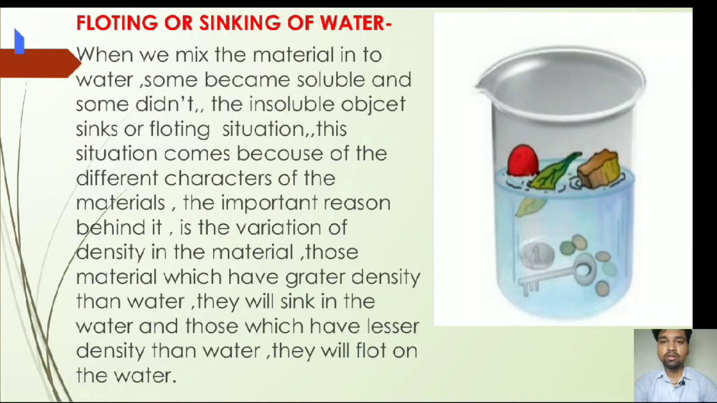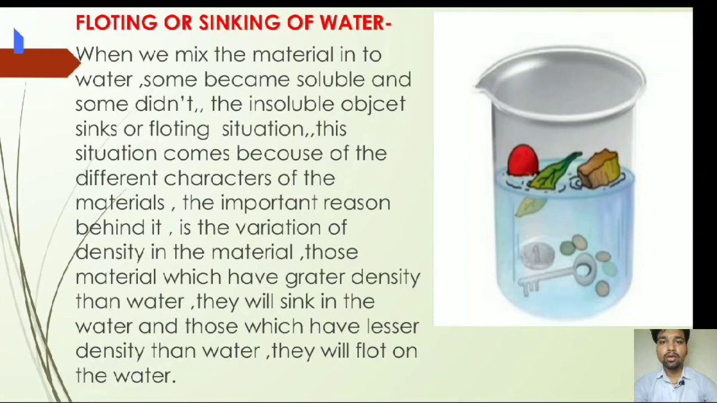Friends, the important reason behind it is the variation of densities. Those objects which have greater density than water will sink into the water, and those objects which have lesser density than water will float on the surface of water. So friends, in the previous chart, density was also responsible. Due to that, kerosene, mustard, and coconut oil were floating on the surface of water, and they were not taking the depth of water.